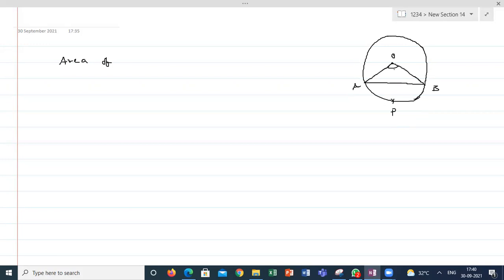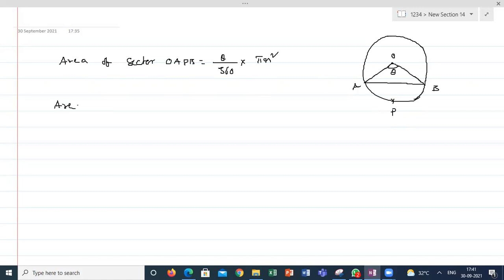So the area of a sector is, suppose I'm taking a circle here, because in MCQs we won't get that much time to prepare. O, A, B, and P. This is theta. The whole angle at the center is theta. Area of sector OAPB is equal to theta by 360 into pi r square.